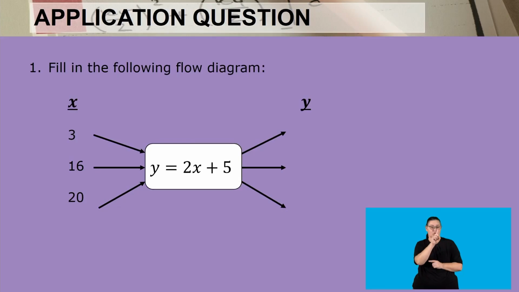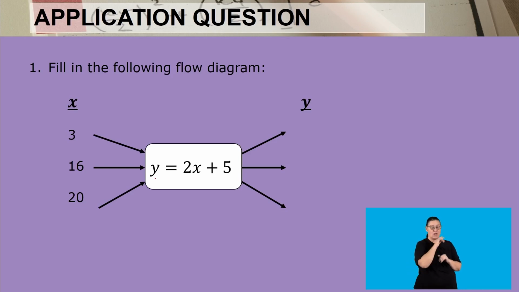So now we are going to focus more on those application questions. Let's look at our first question. It says to fill in the following flow diagram. Now remember, our flow diagram has input values and they go through the rule and then they give us the output value. So let's look at what the rule is here.